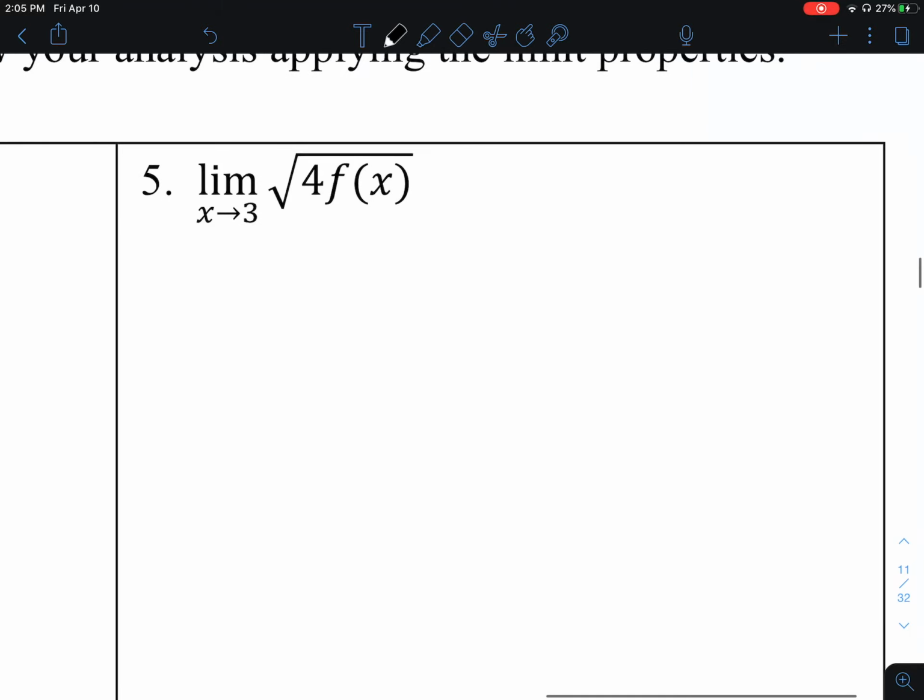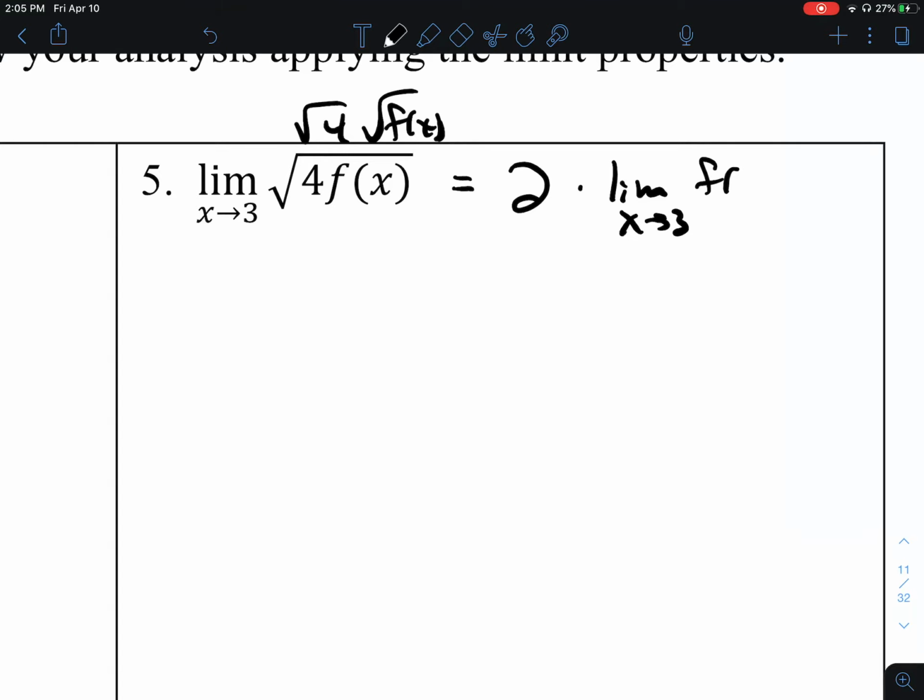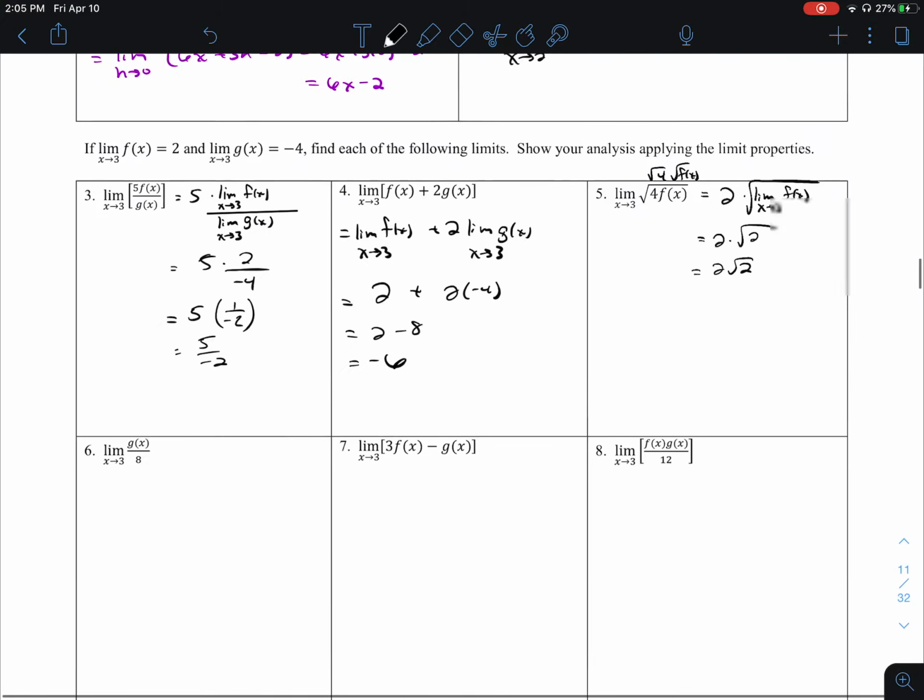Number 5, let's see, we could write this as, first of all, what's the square root of 4? It's 2. So this here we could write as the square root of 4 times the square root of f of x, and the square root of 4 is 2. We can put that out front. We can take the limit as x approaches 3 of f of x, and once we find that answer, square root it. The limit of f of x as x approaches 3 is 2, so that makes this 2 square roots of 2.